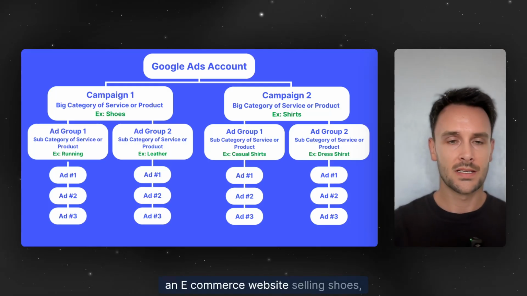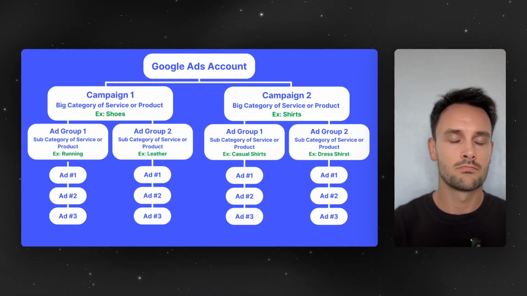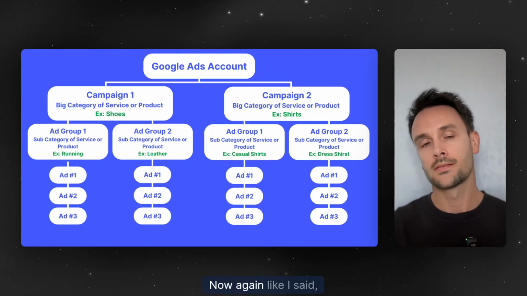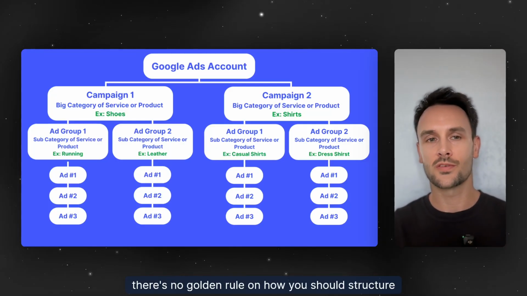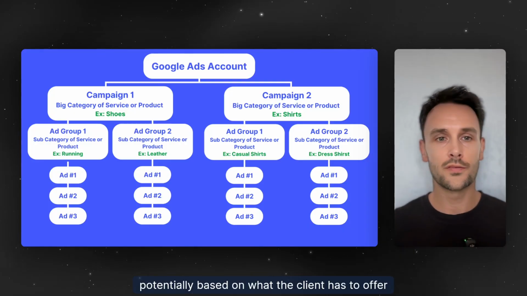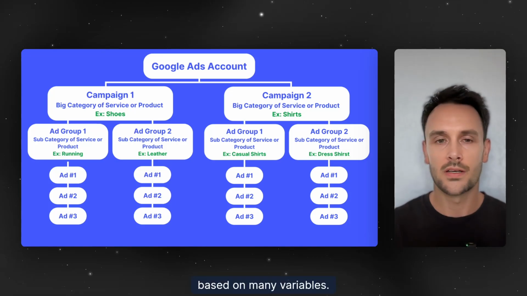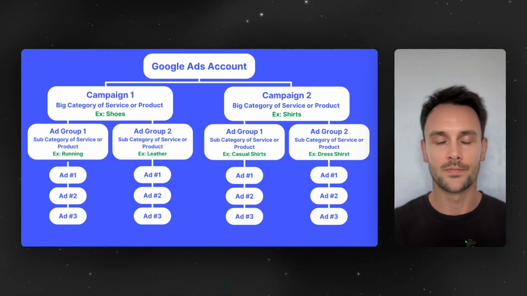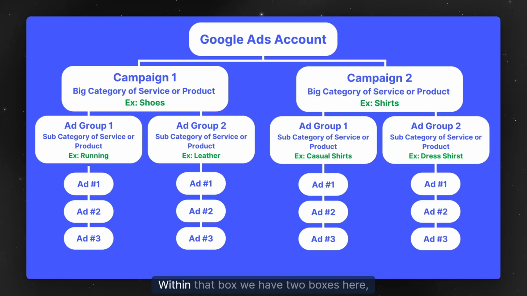With that being said, let's look at what a good Google Ads account structure could look like. Let's take the example of an e-commerce website selling shoes, t-shirts, jackets, and shirts. Again, like I said, there's no golden rule on how you should structure your account. This is just something that I would do myself, potentially based on what the client has to offer, their budget, and many variables. But this is just to give you a general idea. So the Google Ads account is the main box. Within that box, we have two boxes here, campaign 1 and 2. I'm going to split campaign 1 and 2 by categories. In our case, I'm going to have the shoes in one campaign, and I'm going to have the shirts in the other campaign.